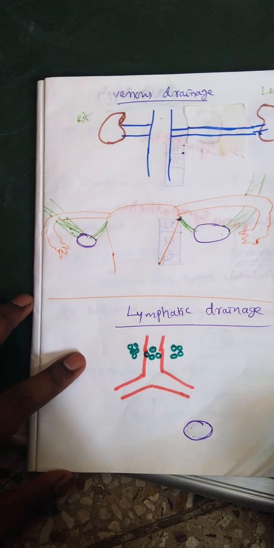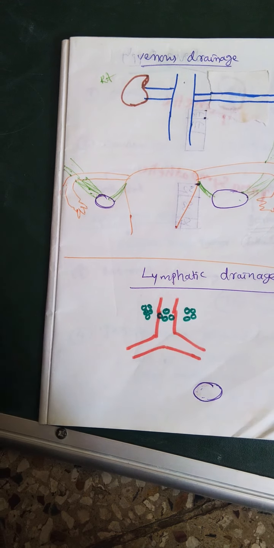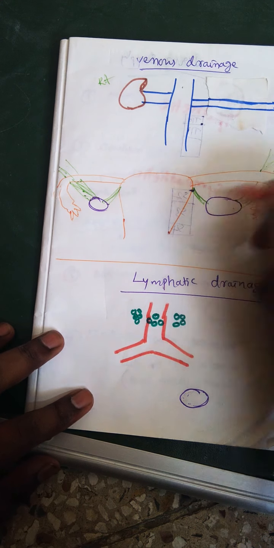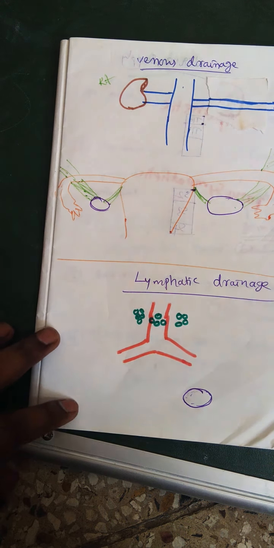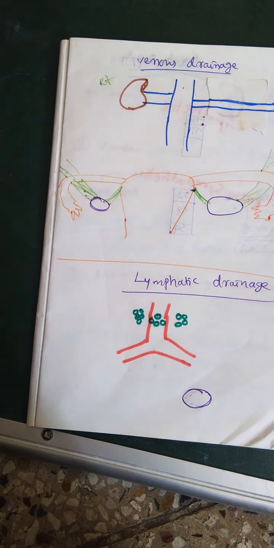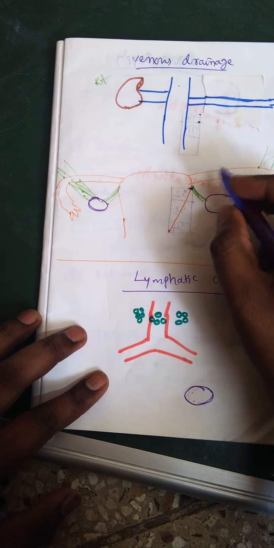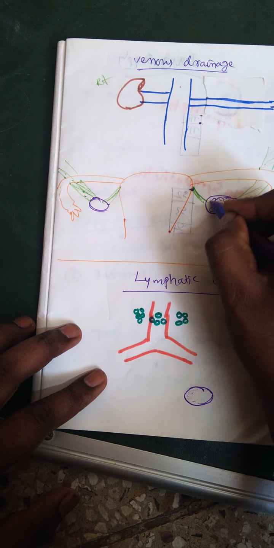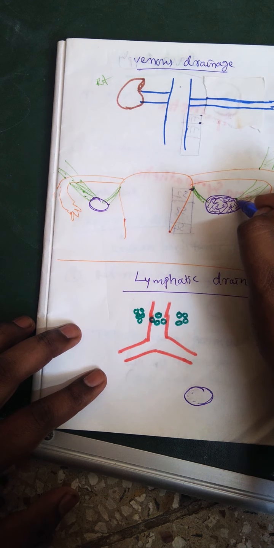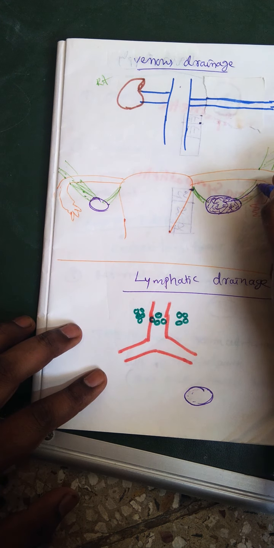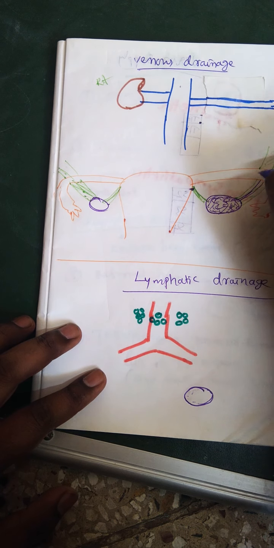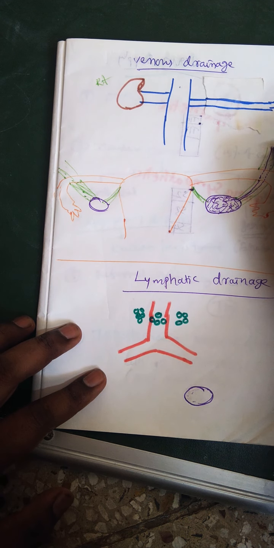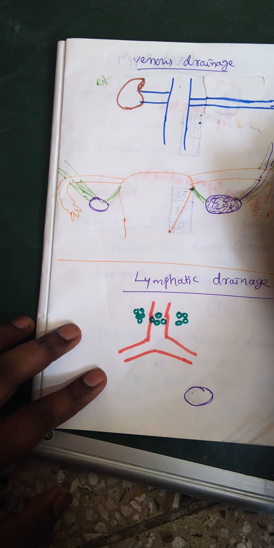Venous drainage. The veins of the ovary form a plexus over here, and this plexus is called the pampiniform plexus. From this plexus they form the ovarian vein. Just behind the fallopian tube they are going, and now it is called the ovarian vein.